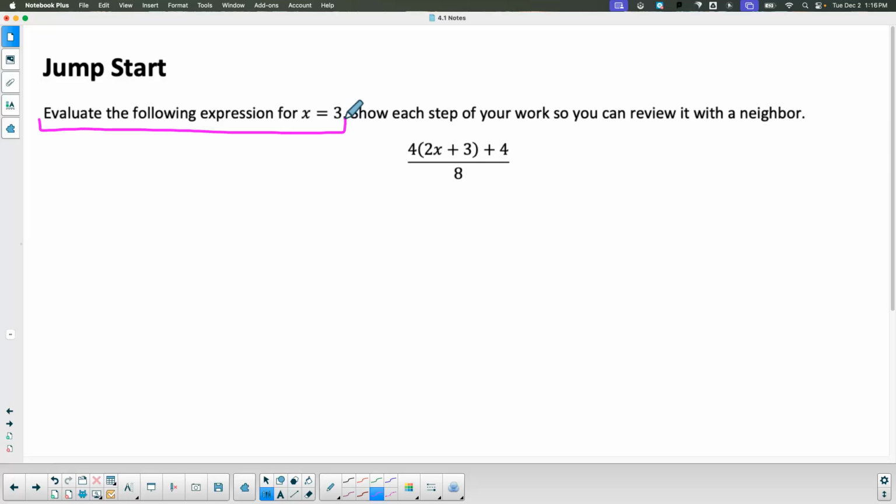Let me rephrase my question. What are we going to do first? We're going to plug in 3 for x, right? And then we're going to simplify. Okay? It also says review with the neighbor.